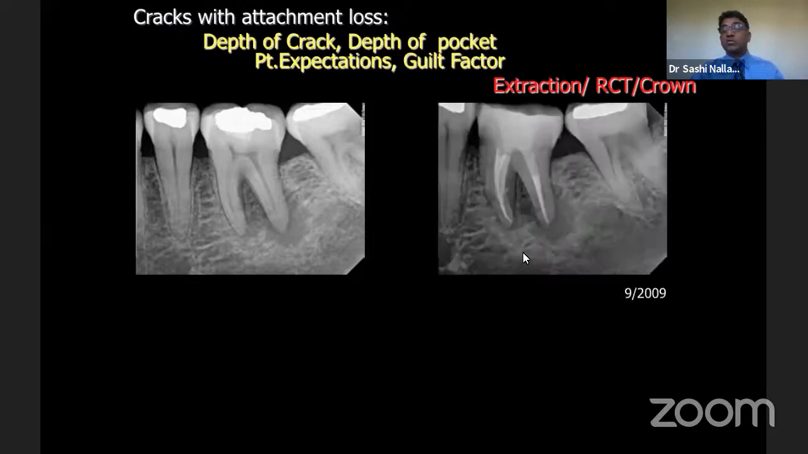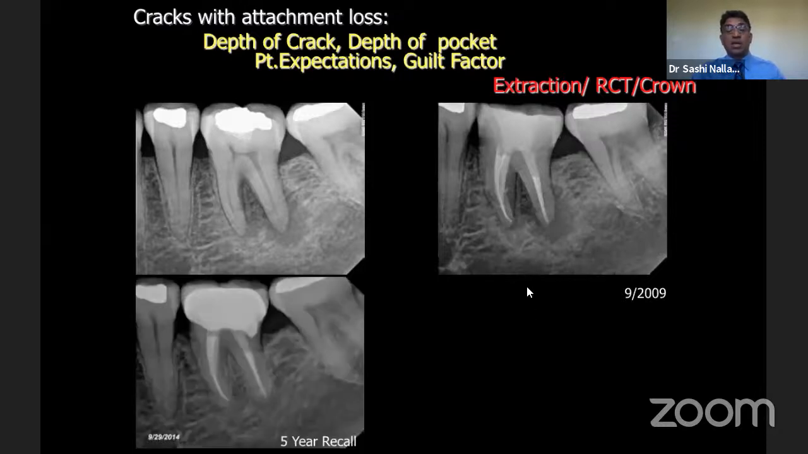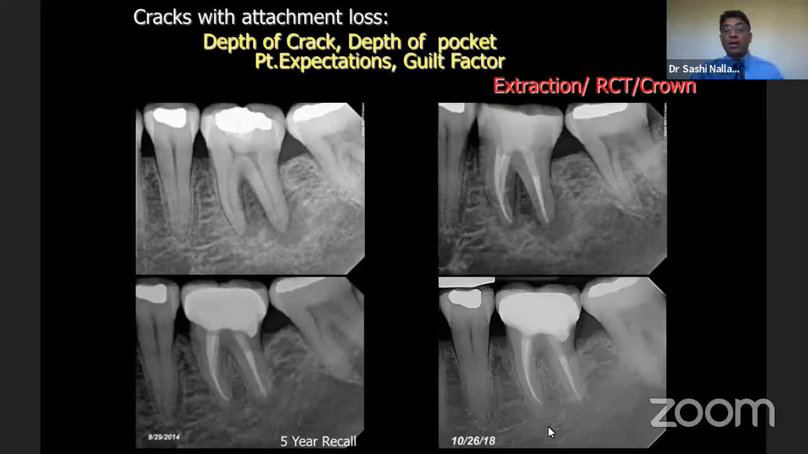So this is back in 2009. The patient wanted to keep the tooth, so I did the root canal treatment. And this is at 5 years. Patient is still doing absolutely great. No problems, has a crown on this tooth, everything seems fine. Not much breakdown here on the distal, looks pretty good.